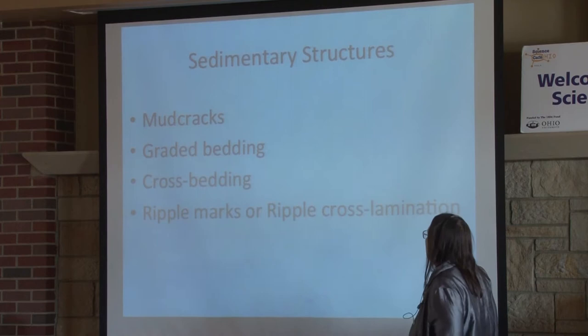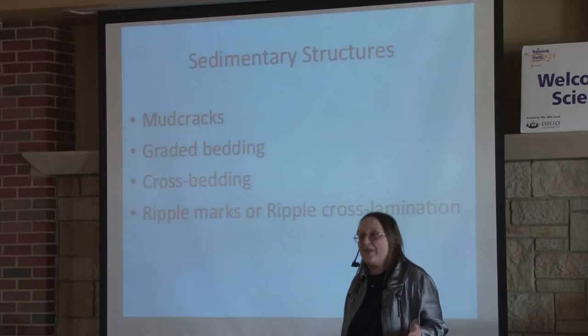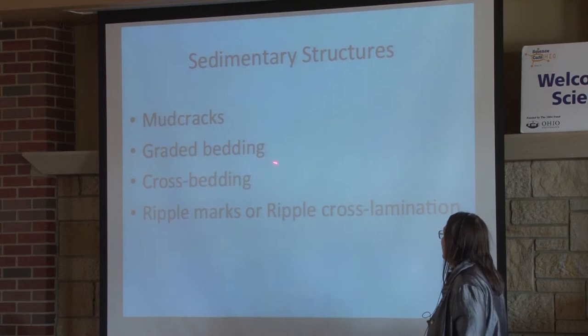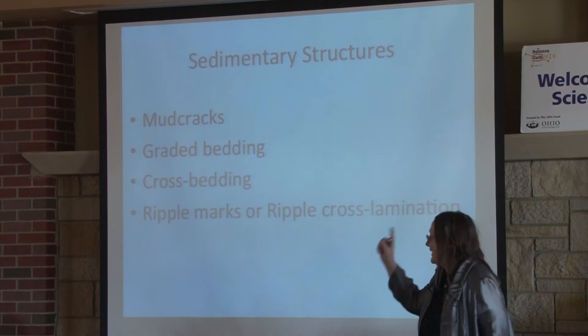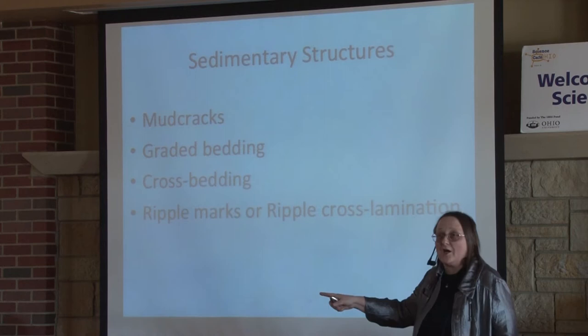I'm going to go over mud cracks, which is good because cracking mud means it's drying out, and that tells you something about the environment. I'm going to talk about graded bedding, then cross bedding, and then ripple marks or ripple cross lamination. I have lots of samples here, and we'll try to show them around as we go along. I'll try to explain what all this means.